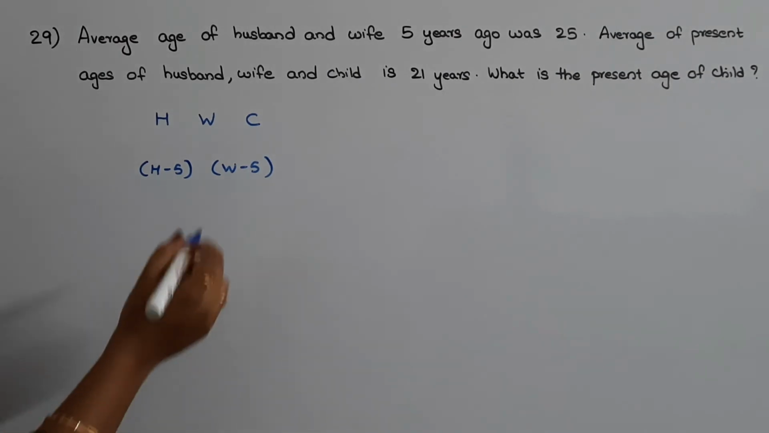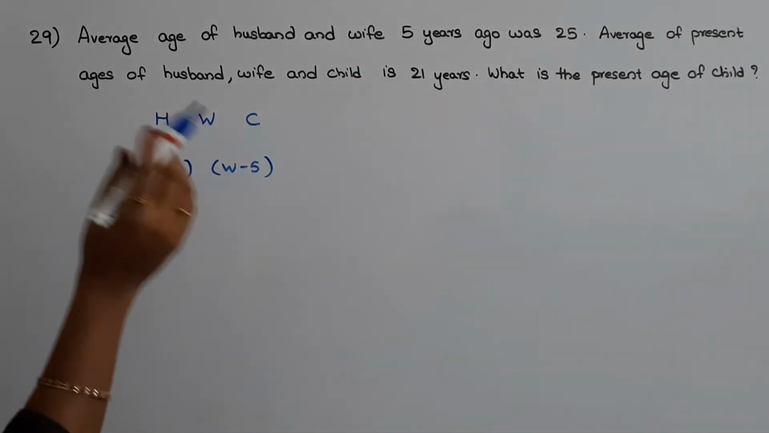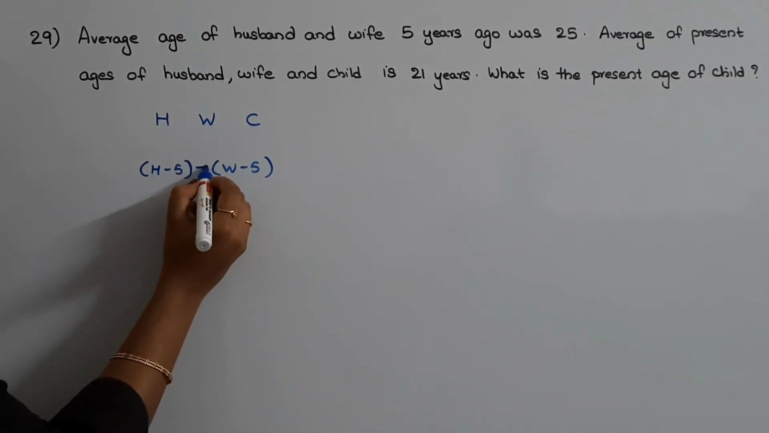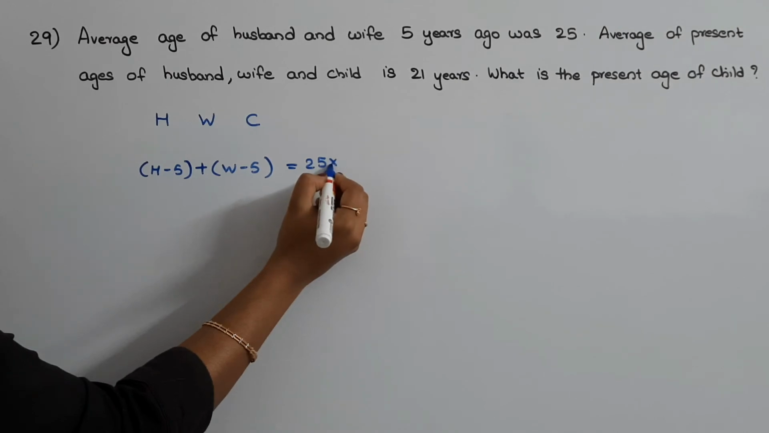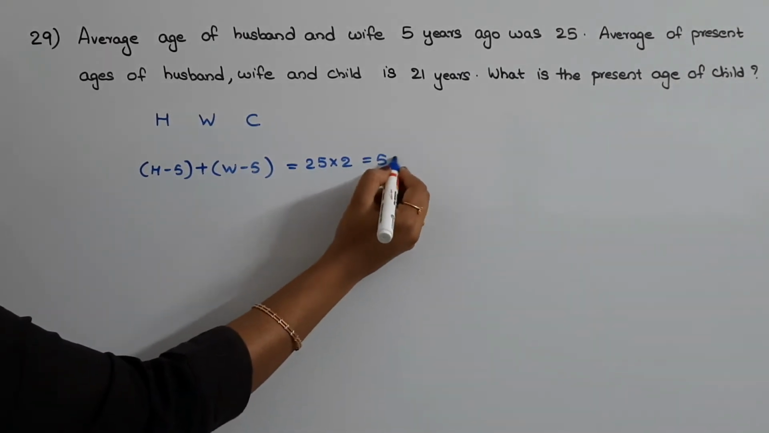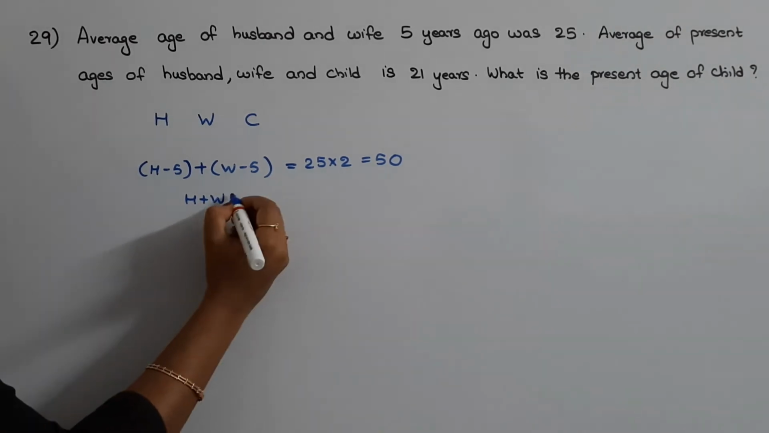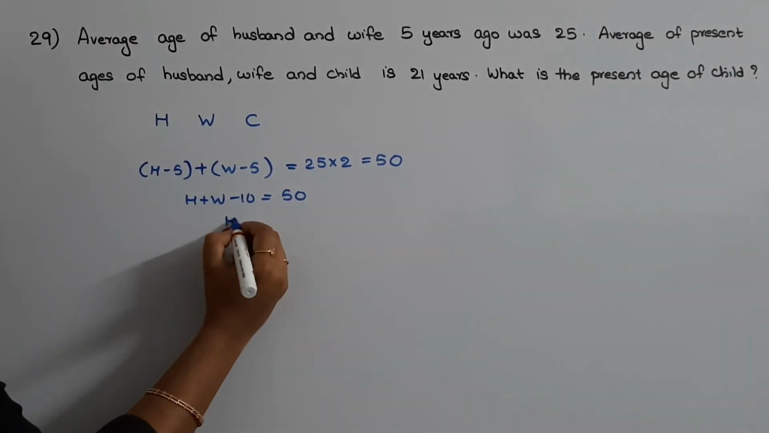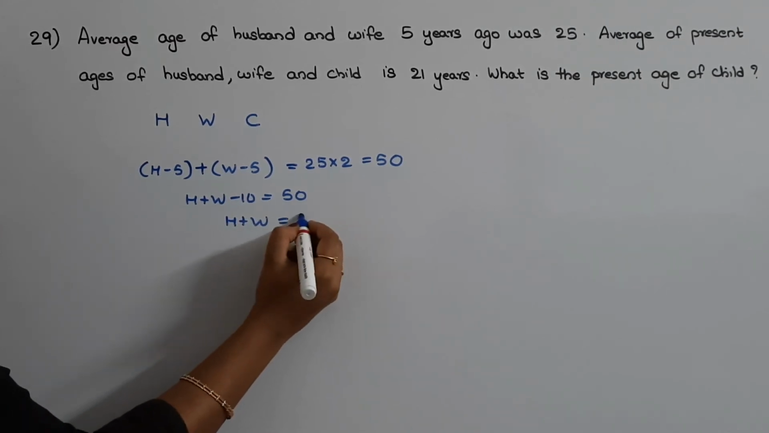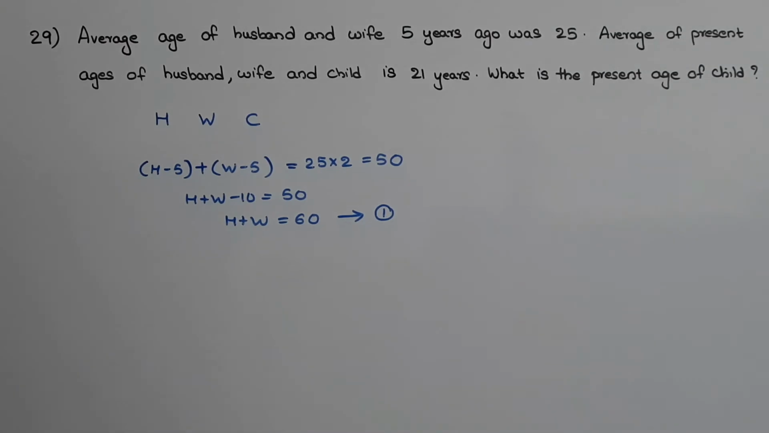Their average age 5 years ago is given as 25. If average is 25, the sum will be 25 into 2, that is equal to 50. So H plus W minus 10 is equal to 50, or we can write this as H plus W is equal to 60. Let us consider this as the first equation.